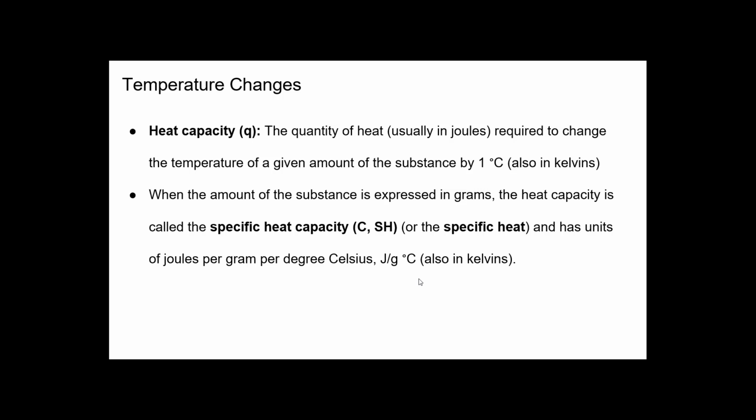When the amount of the substance is expressed in grams, the heat capacity is then called the specific heat capacity, and different books use different abbreviations. It could either be C, SH, or sometimes they even refer to it as just specific heat. So I'm giving you all of those so you understand. It has units of joules per gram per Celsius. So this one has 3 units: joules per gram per Celsius, or joules per gram Kelvin. Q has units of joules or calories because this is the heat energy.